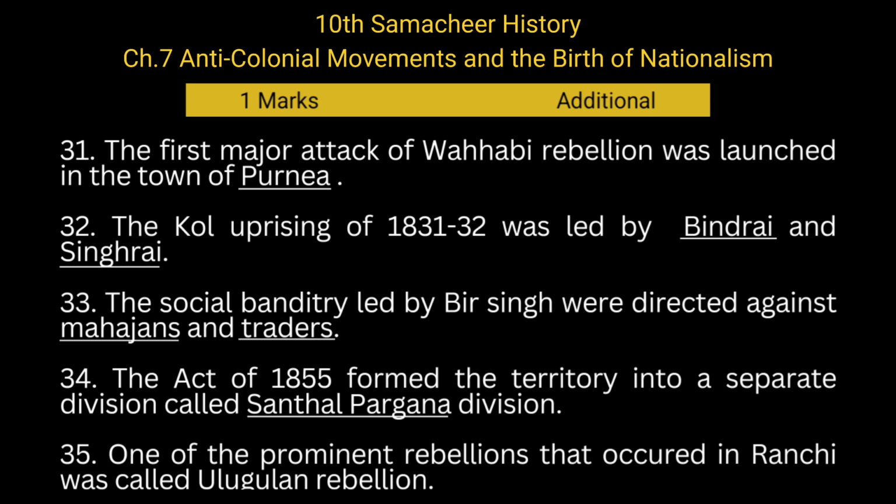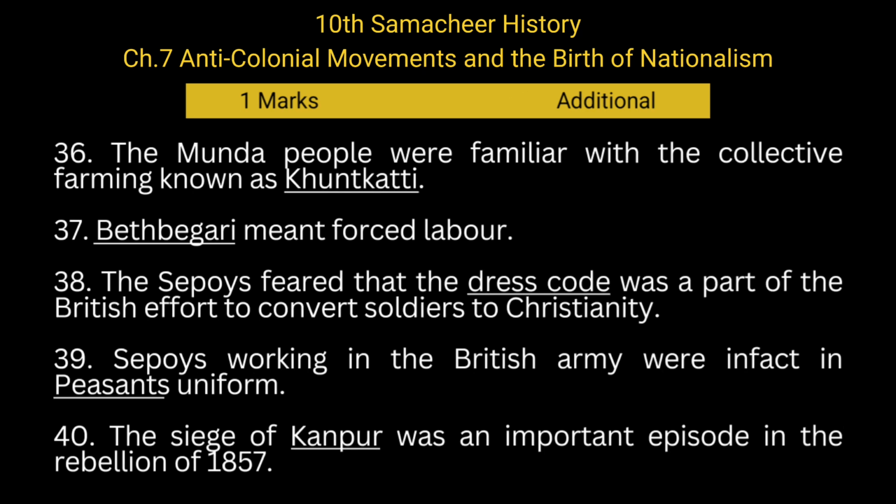One of the prominent rebellions that occurred in Ranchi was called the Ulugulan Rebellion. The Munda people were familiar with the collective farming known as Kunt Kati. Bek Bihari meant forced labor.